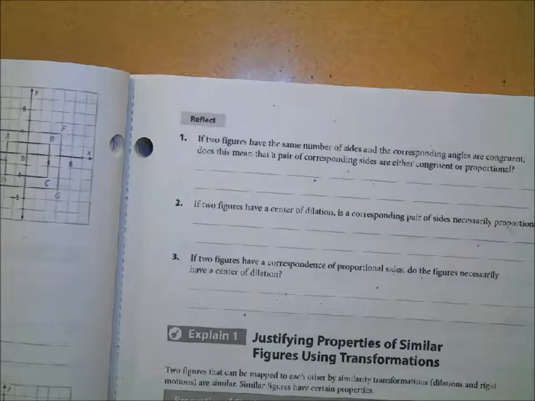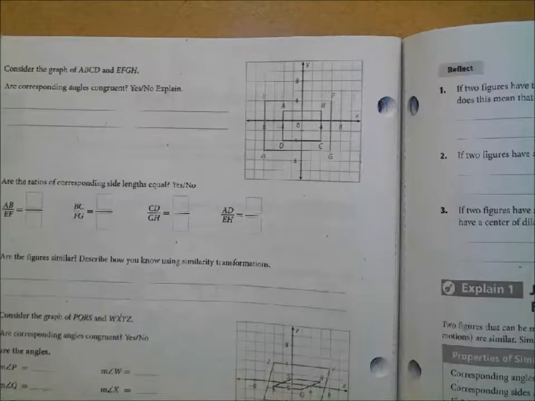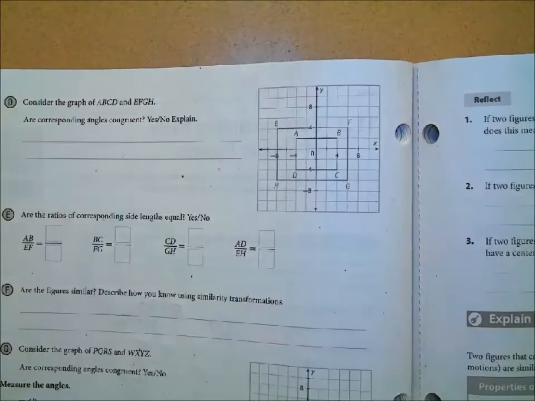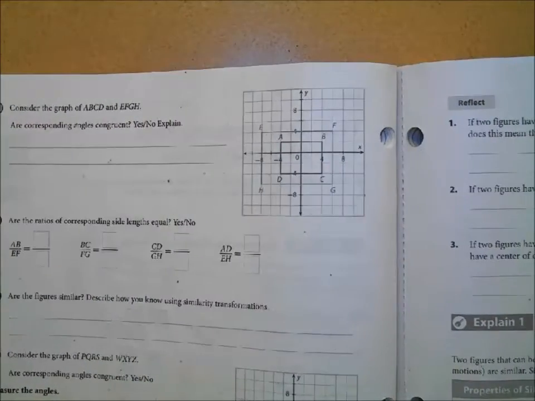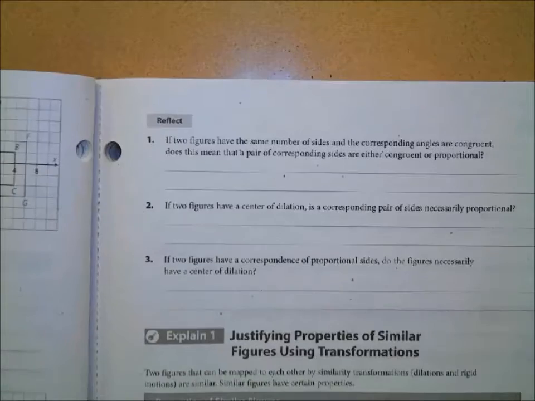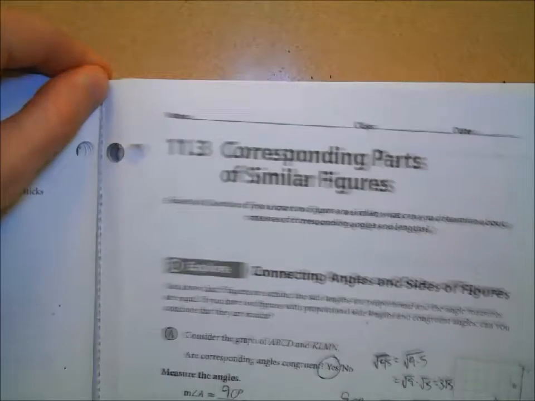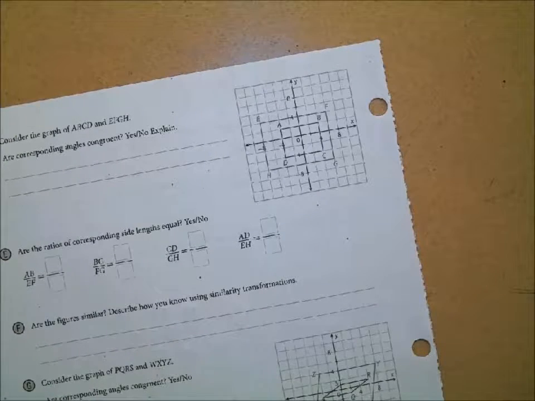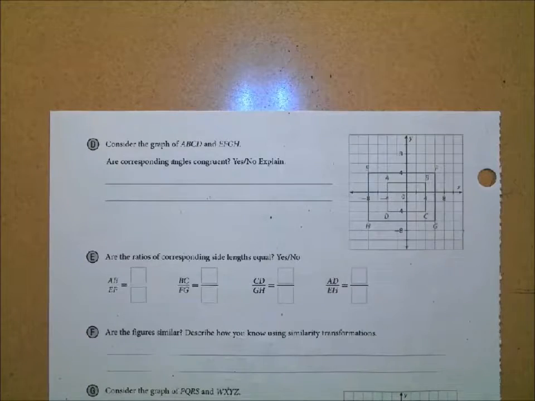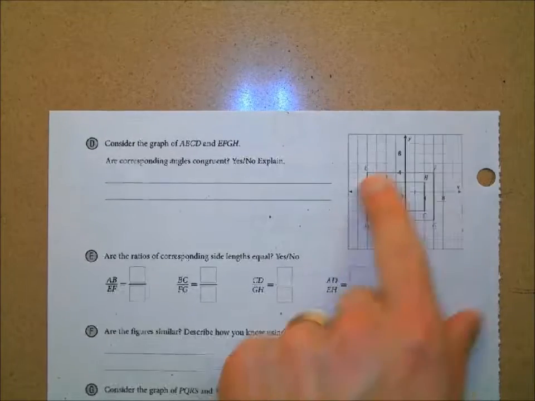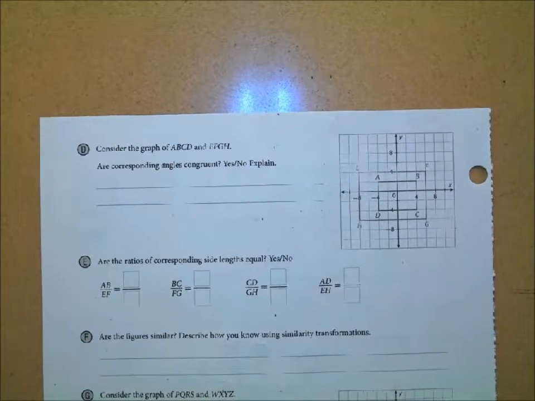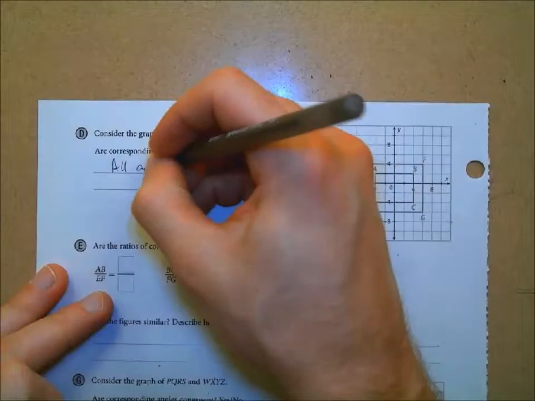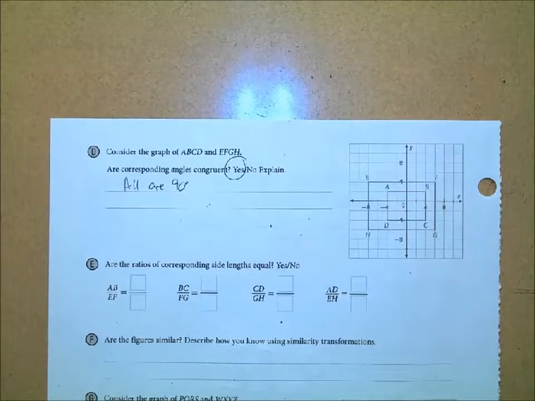Let's take a look at this next one here, letter D. We're asked to consider these two graphs right here. Actually, I'm just going to tear this page out because it's going to get out of control. Are the corresponding angles congruent between the two shapes? What do we say? Yeah, they are, right? They're all 90 degrees. So they're definitely going to match up.